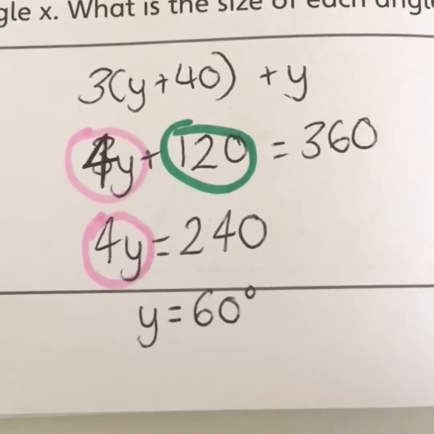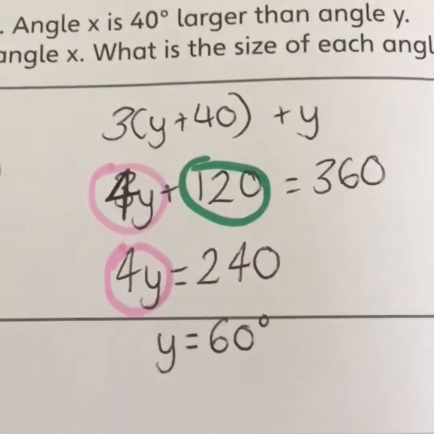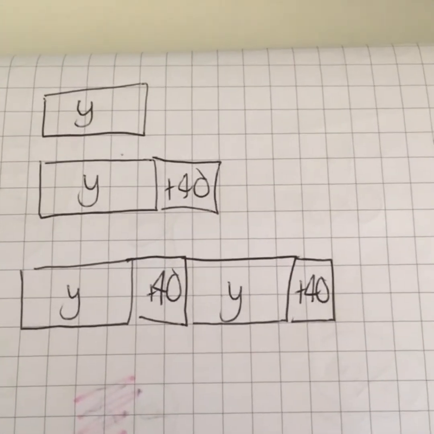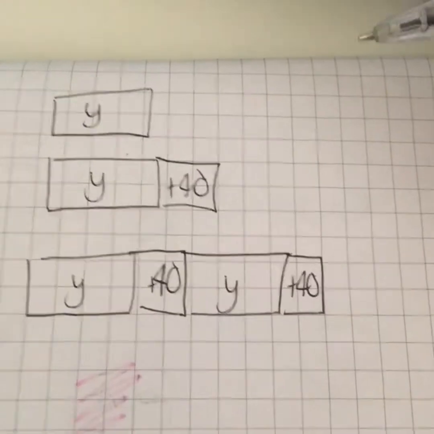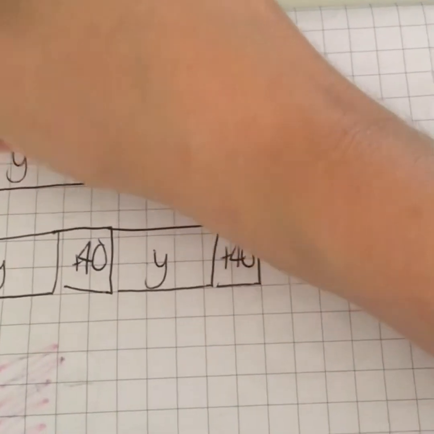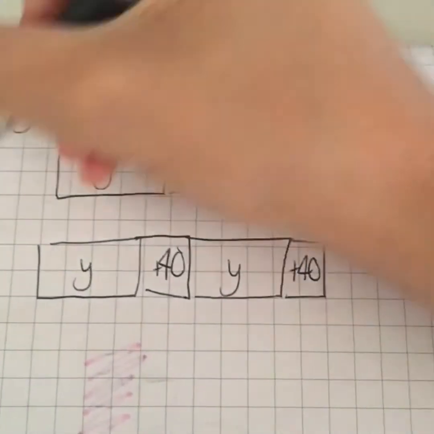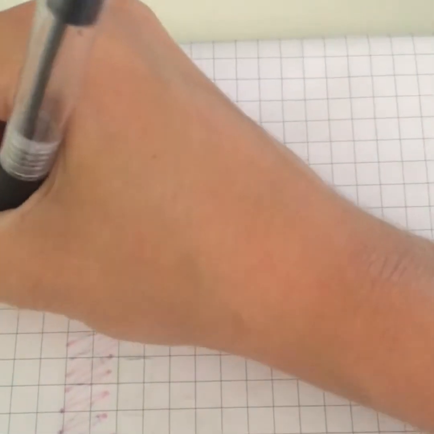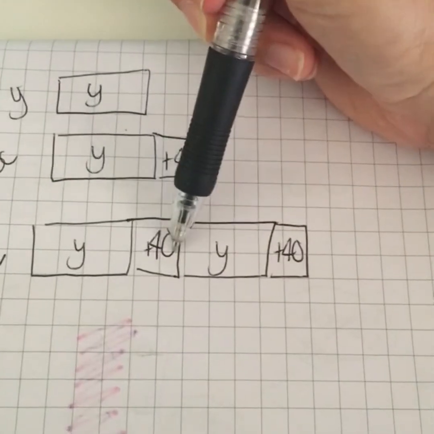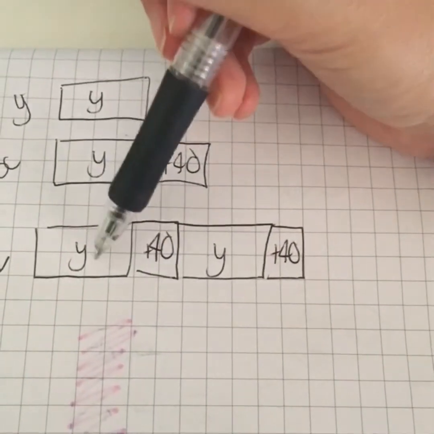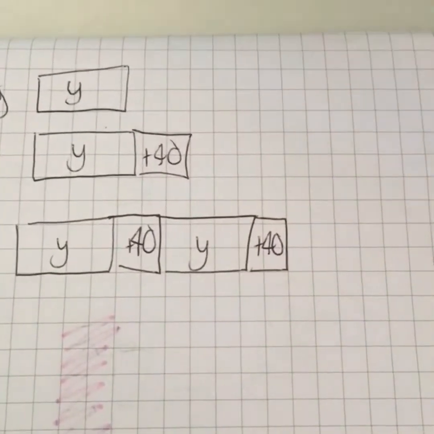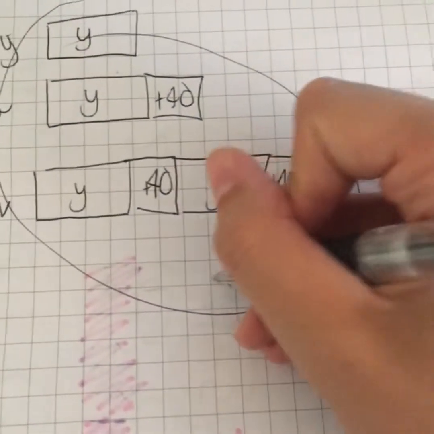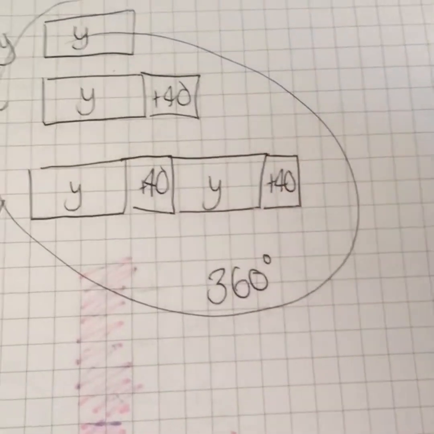That one was really, really nasty, so well done if you got that right. I'd be very impressed. The other way I'm going to try and explain this is by using a bar model. So this is angle Y, just 1y. This is angle X, which is the same as Y plus 40. And this is angle Z, which is Y plus 40, Y plus 40, because it's twice as big as angle X. Okay, we know that the total of all of this all together is 360 degrees because it's all around a point.